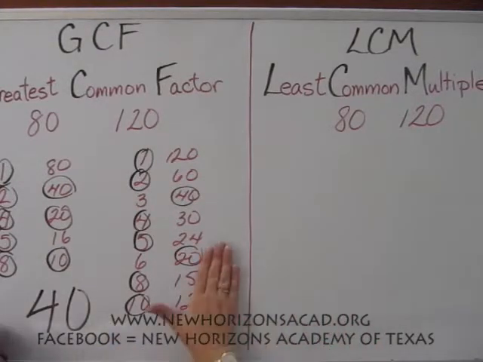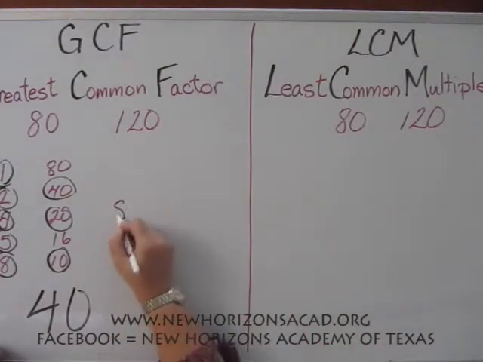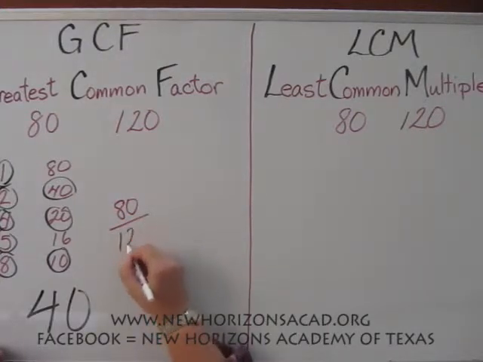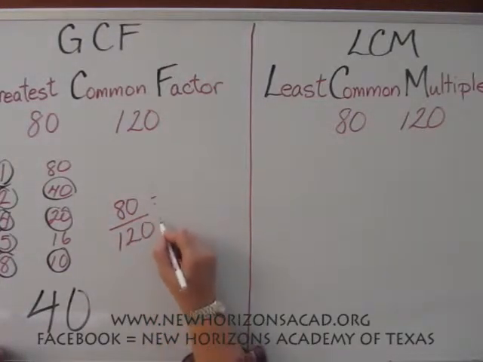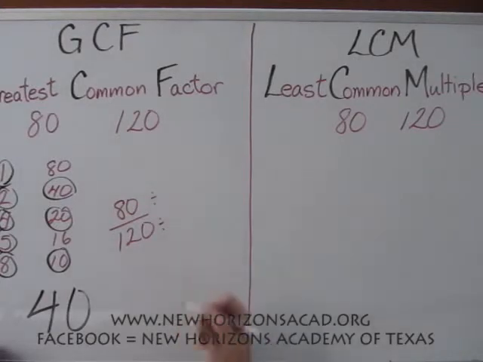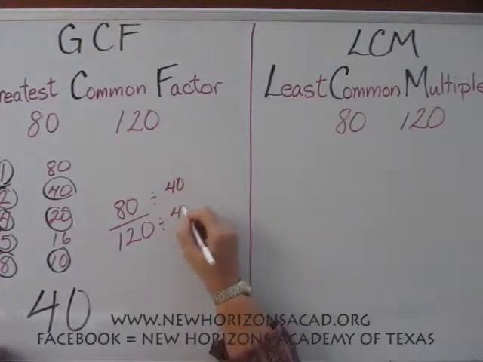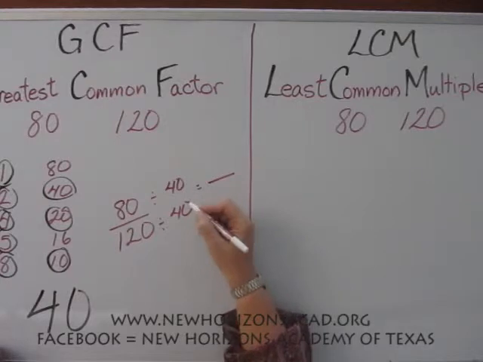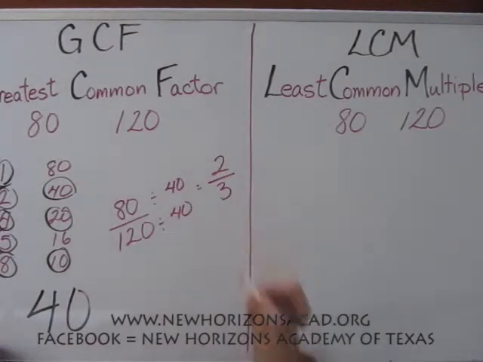Why would you care? The simplest way to use this, and it's not the only way, is when you're looking for what I can divide these both by. I can divide them both by 40. And I get 2/3.